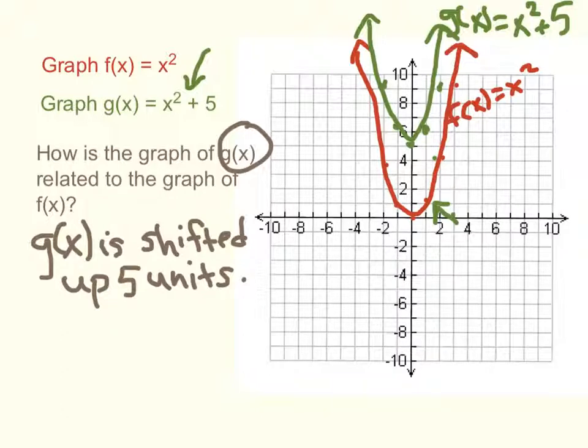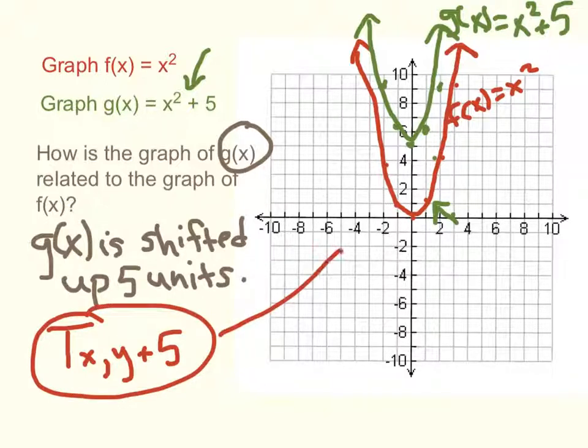Now, if you need to write it in notation, we have to write T, translation, x, comma, because our x stayed the same, right? Our x is still 0. That's where our vertex points are. So x is the same. Y, we added 5. So this tells exactly what you did over here.